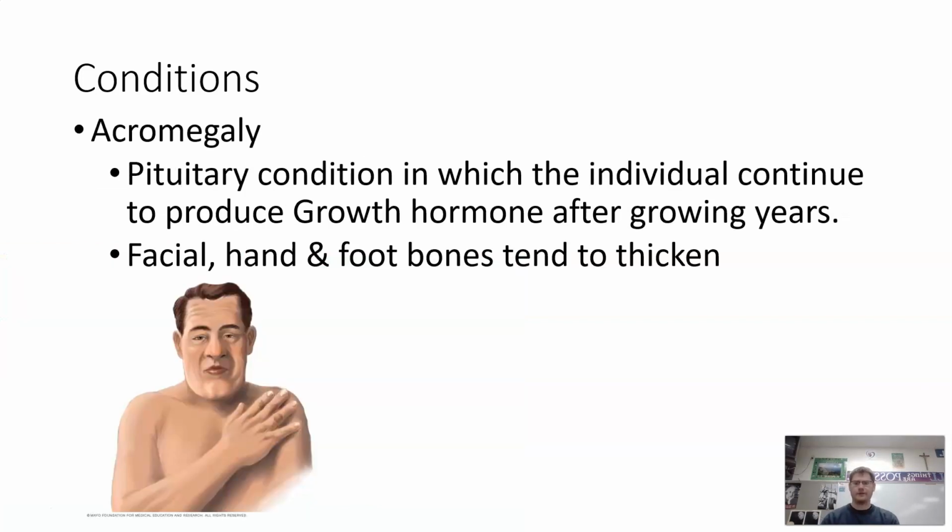And then acromegaly, a pituitary condition in which the individual will continue to produce growth hormone after growing years. So your facial, hand, and foot bones tend to thicken. Depending on the situation, the growth hormone is maybe activating your hand bones to thicken up, or your foot bones to get thicker, or your chin bone to produce more thickness.